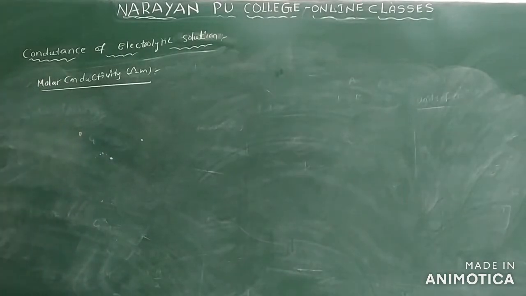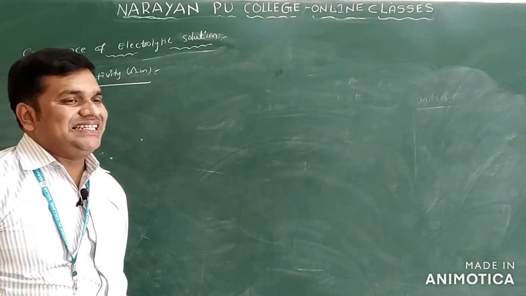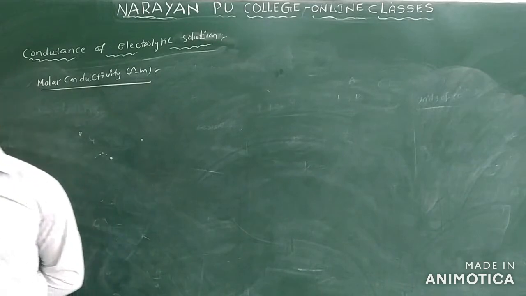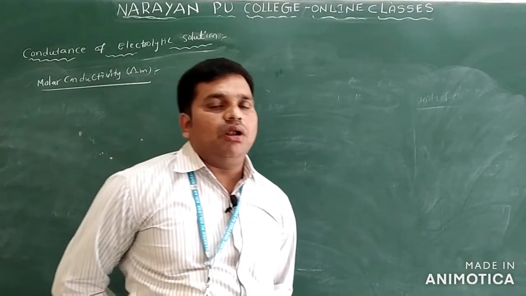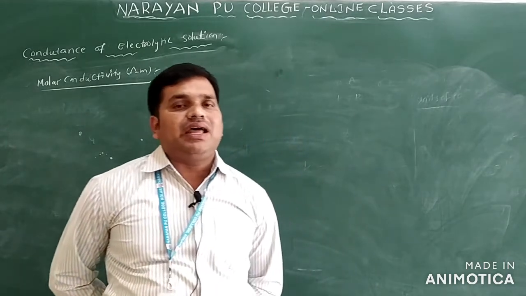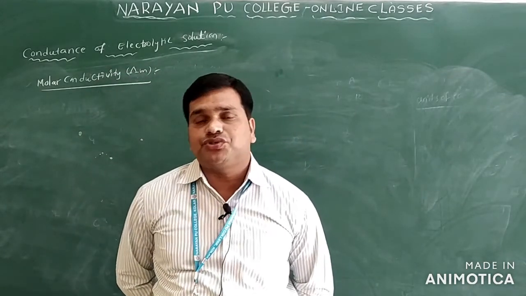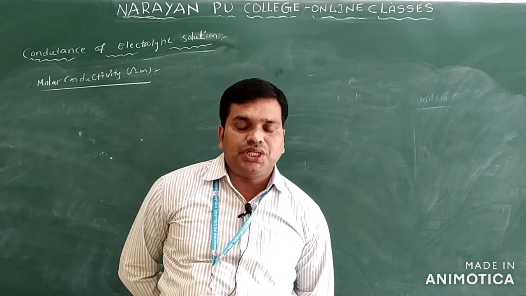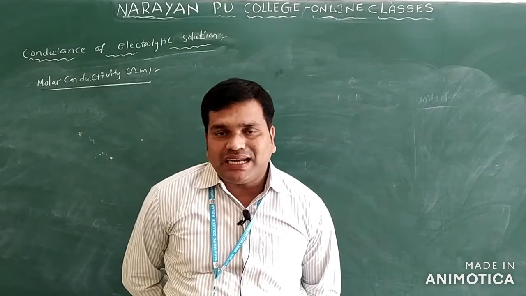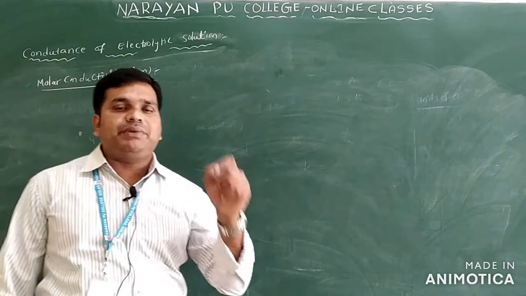So the next concept you can see here is molar conductivity. What is molar conductivity? It is the conductance of all ions produced by dissolving 1 mole of electrolyte in a solution. The conductance of all ions produced by dissolving 1 mole of electrolyte in a solution is called molar conductivity. It is represented by cap M.